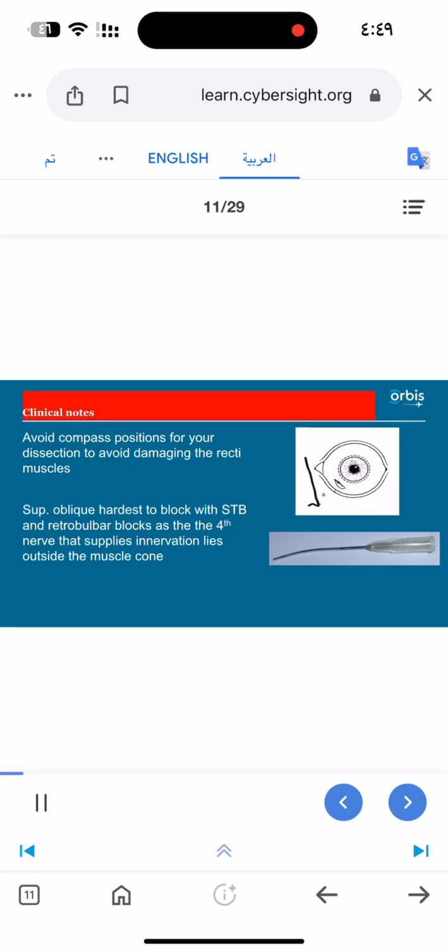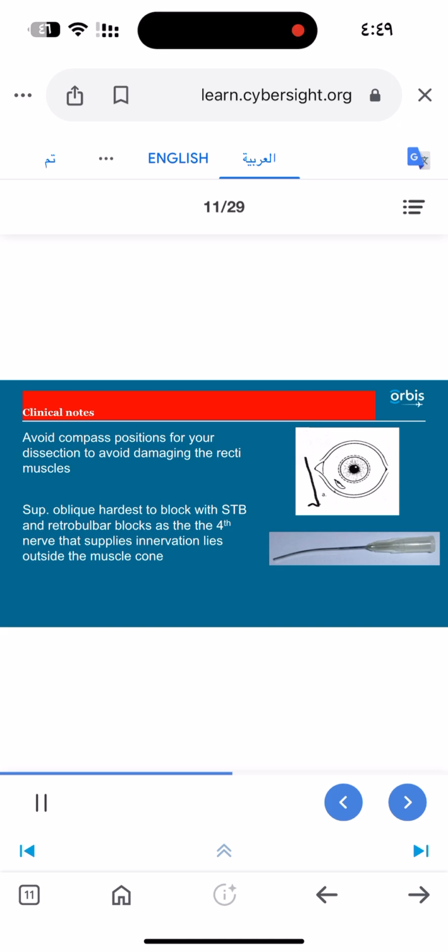And now some clinical notes about the extraocular muscles. You must always avoid using the compass points, that is, north, south, east and west, for your dissection when performing a subtenon block, as you will risk damaging the main recti muscles.